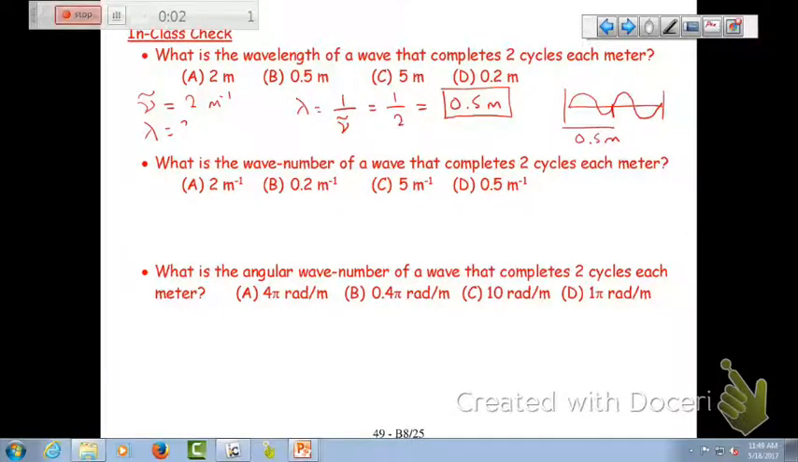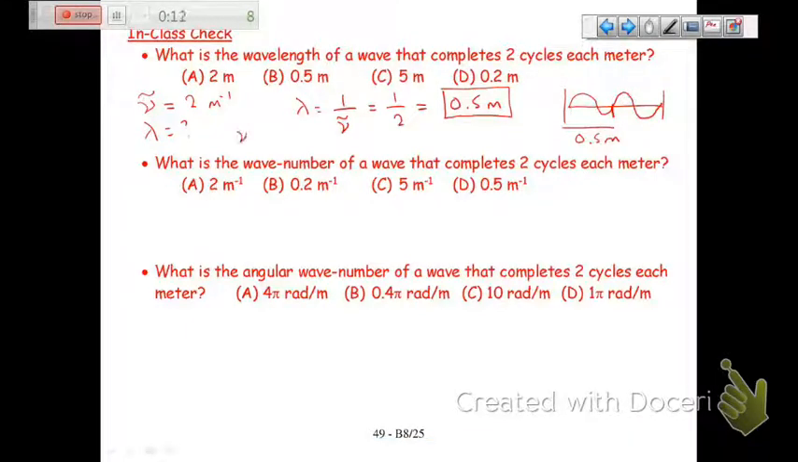Yes? Why is the unit of wave number meters to the -1? Because the wave number is the number of cycles per meter. So it's the number of cycles, that's just 1 or whatever, over meters. So it's meters to the -1, because meters is on the bottom. Or you could say that wave number equals 1 over the wavelength, and wavelength is measured in meters.